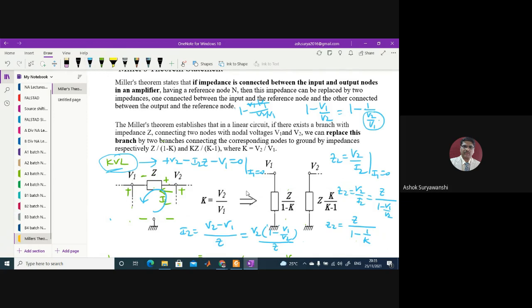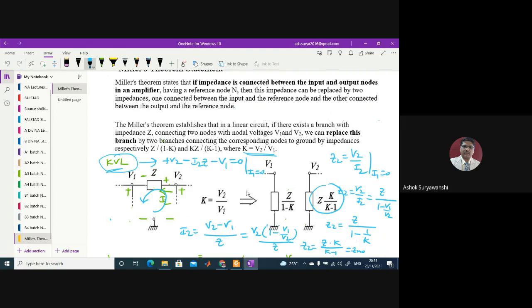Okay, so that is what is written there. If you can write like that, then you'll get this equation, and then you can simplify it. So Z2 equals, if you simplify this, Z into K divided by K minus 1. So Z2 is Z into K upon K minus 1, where K is V2 by V1. And this Z2 is called ZMO, Miller's output impedance.